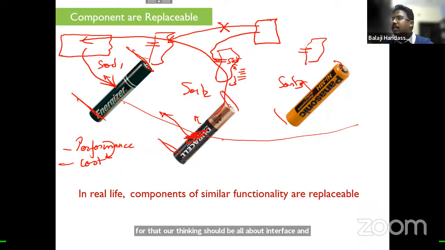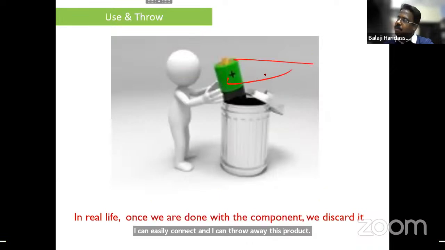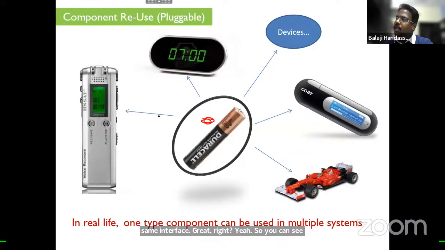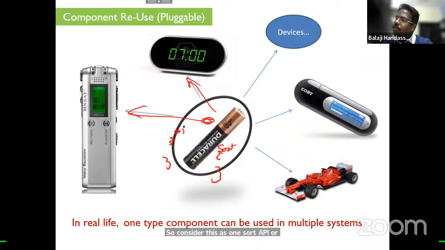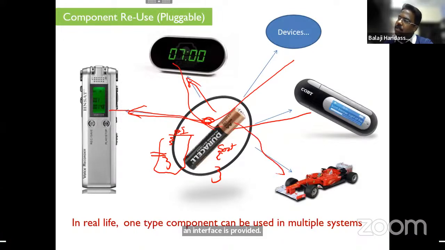So your design should be like that, right? Okay, and if this sort algorithm is good, I can easily connect it and I can throw away this code also. It's no more use. Like how a battery is thrown away when it is of no use. Remove the battery and connect another battery with the same interface. The rest of it works fine. Correct, right? So you can see one battery, so many utilities. Consider this as one sort API or some AI algorithm, which is commonly written in an efficient way, and an interface is provided. I can connect this algorithm anywhere I want. This is called reusability. This is reusability.